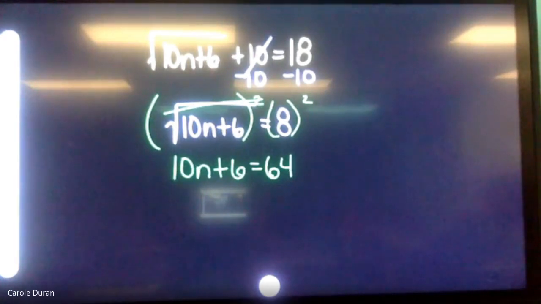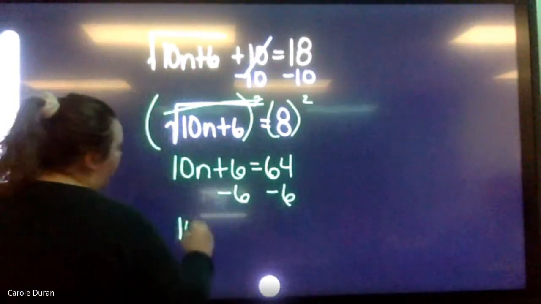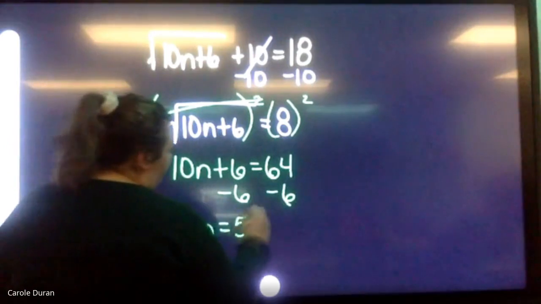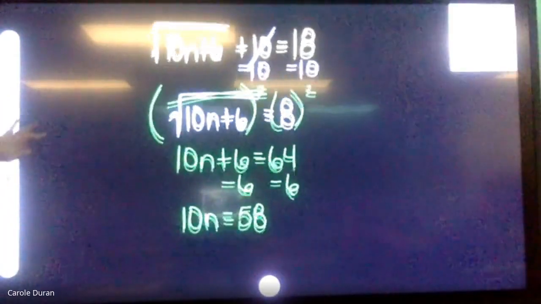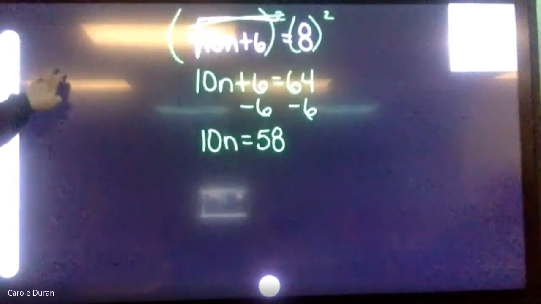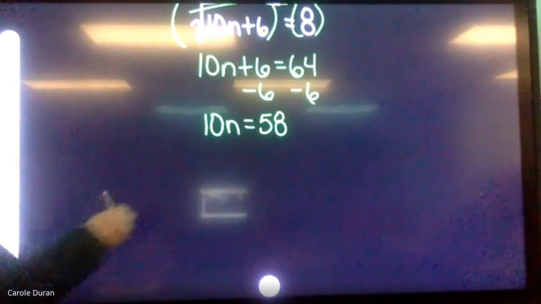What next? Subtract the 6. I get 10n equals 58. And then what am I going to do, Pfeiffer? Nope, there's no square here. I don't have to do a quadratic formula. I'm going to divide by 10.